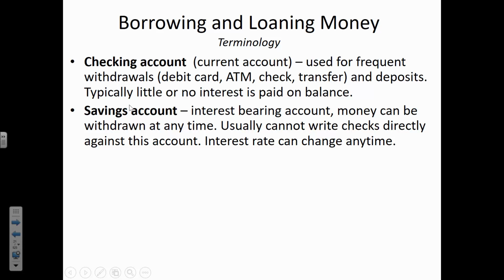But the thing about a savings account is that you can't write checks against it. It's pretty uncommon to have an ATM card that would be directly linked to a savings account. And in fact, there are sometimes rules in place with the bank that you can only have a certain number of transactions each month with a savings account. And the reason for that is that they're going to be paying you a higher interest rate. They need to have more stability in that supply of money, because they're using your money for other things.